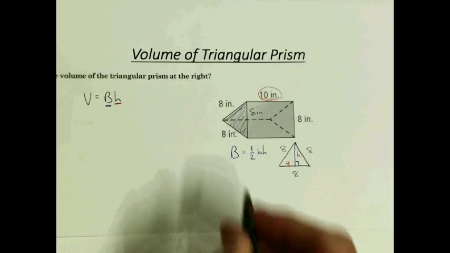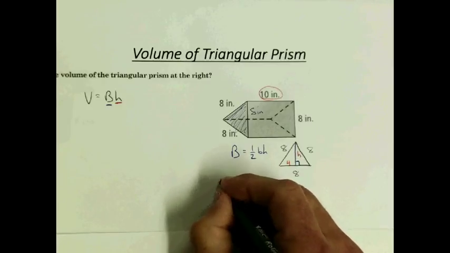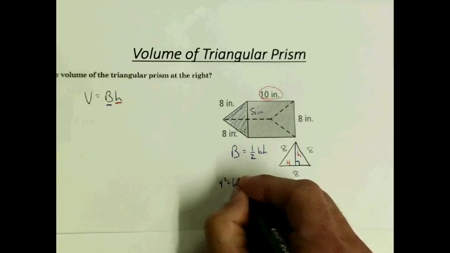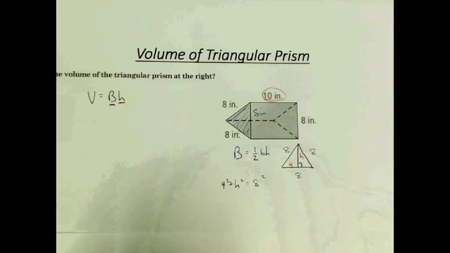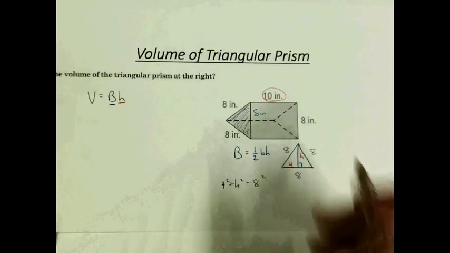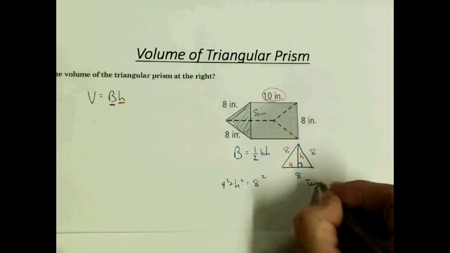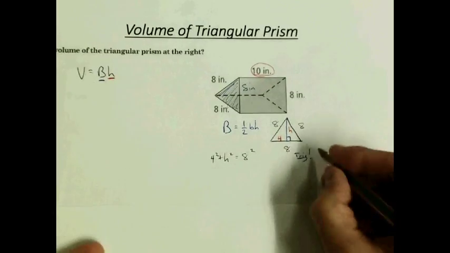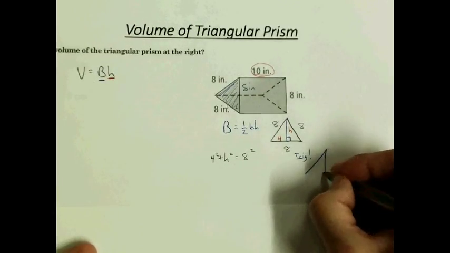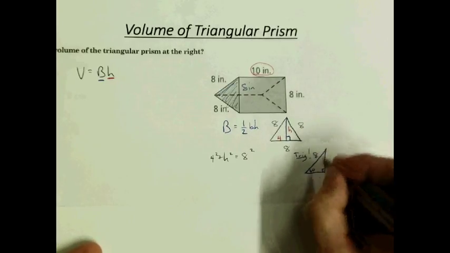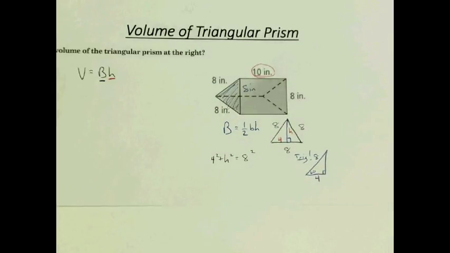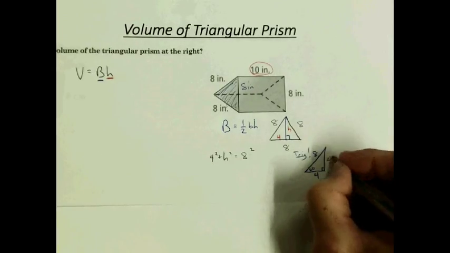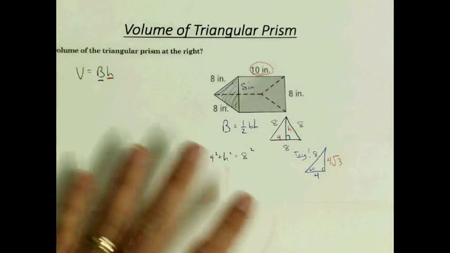And we can do this in a couple ways. We can remember that 4 squared plus h squared would be 8 squared. That's Pythagorean theorem. Or we could use trigonometry. Yes, trig comes back! Because in this right triangle, we should know we have a 60-degree angle. So we have a 30, 60, 90 right triangle. Our hypotenuse is 8. Our short leg is 4. What does that mean about the long leg? Our height is going to be 4 times the square root of 3.